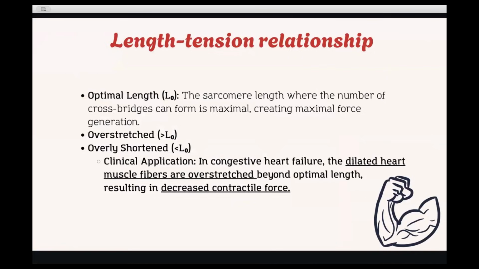Now, for the length tension relationship, it's obvious that there is a specific length where muscles can produce their maximal force, and this is called the optimal length. So optimal length is the length of the sarcomere where the number of cross bridges that can form is maximal, creating maximal force generation. On the contrary, we have overstretched and overly shortened sarcomere lengths, and those are not going to cause the maximal force. They're going to cause decreased force.